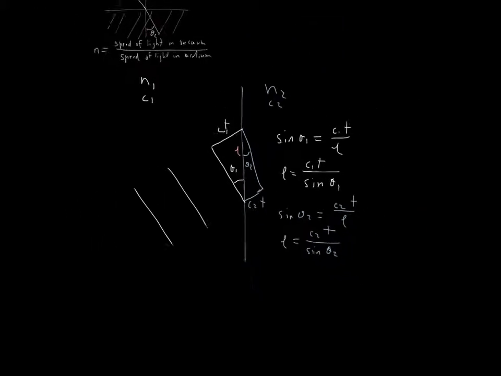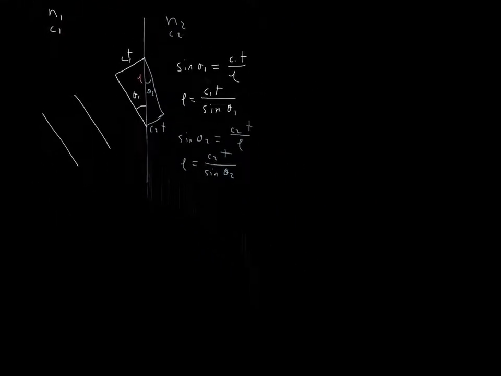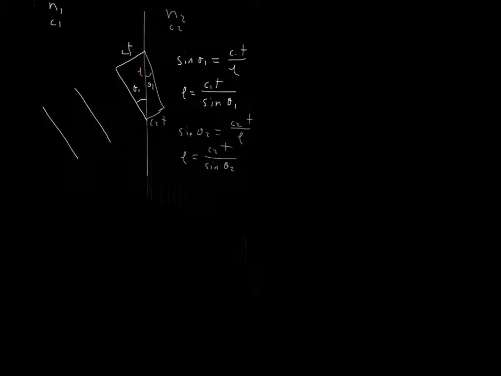So let me just zoom this out a little bit. Let me leave this here. And I need to realize that these L's are the same one. So if this is equal to this, then this is equal to this. So all I need to do is make this equal to this, and then everything will work out. So I have that c1t over sine of theta 1 has to equal this thing here, which is c2t over sine of theta 2.